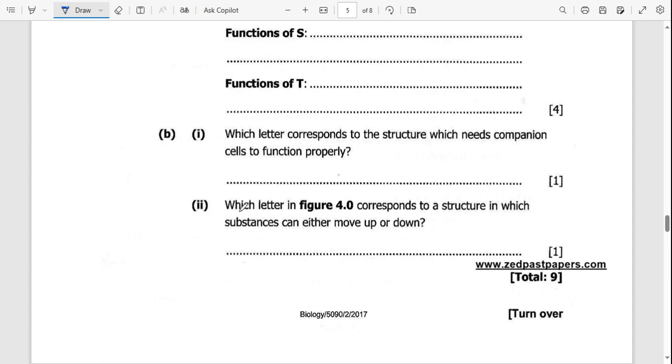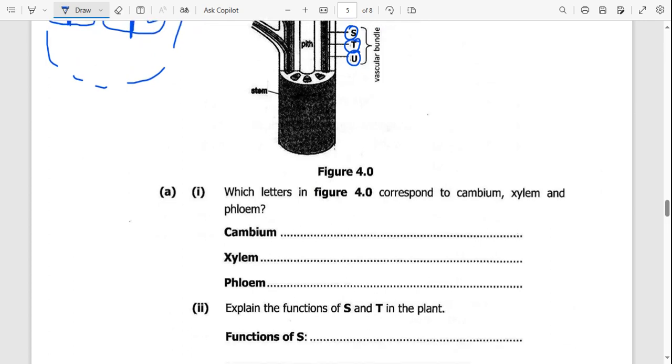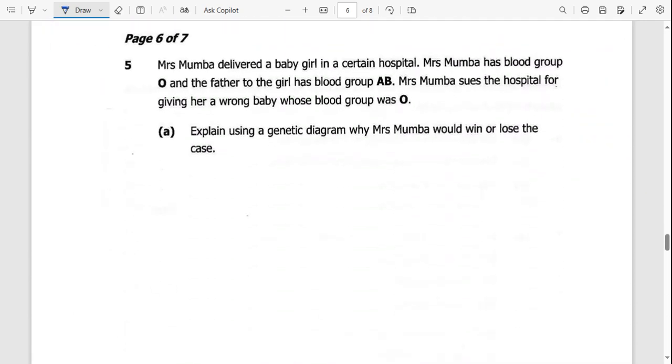Which letter corresponds to a structure in which substances can either move up or down? It is in the phloem where things can either move up or down. So what structure is that? That is U.